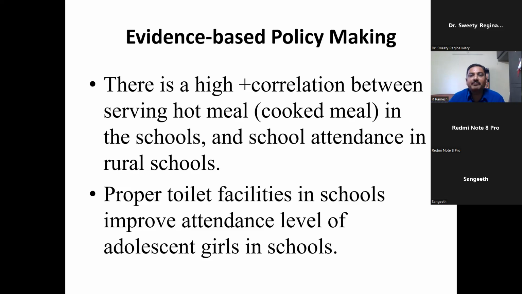If there is cooked meal, if noon meal is available, poor children also tend to go to school. So attendance in rural schools goes up when it is assured that cooked noon meal is available. That is positive correlation. Similarly, if a proper toilet facility is available, adolescent girls tend to go to school. Yes, these are understandable. Intuitively you can accept this also.